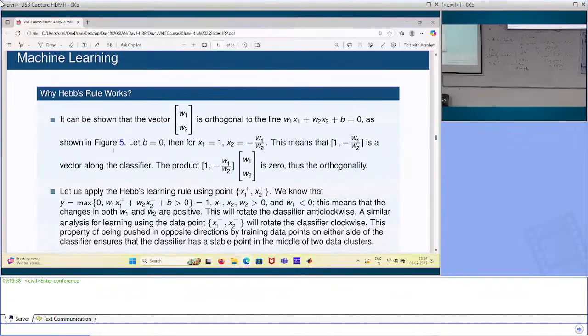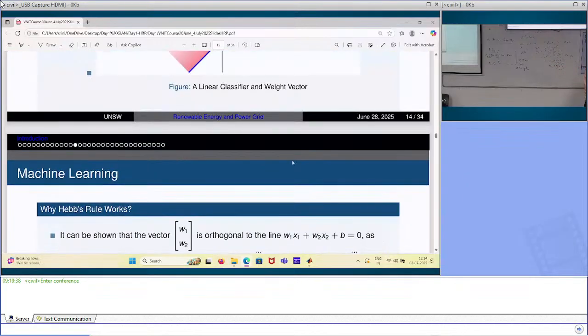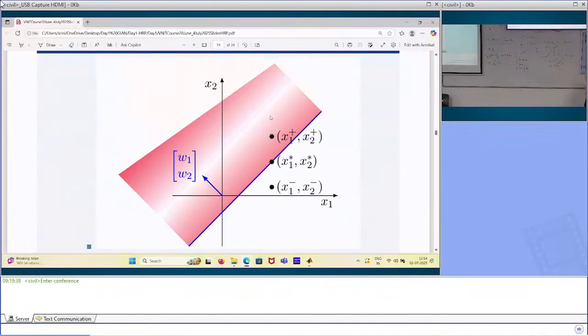So if you continue with that process, what you will see is that यहाँ गलती है, मैंने गलती करी है. The first one will rotate the classifier clockwise, and the x1 minus and x2 minus will rotate it anti-clockwise. So ये धक्का मारेगा. This point x1 plus x2 plus will push it clockwise, and x1 minus and x2 minus will push it anti-clockwise. So when you iterate through it, you will end up somewhere in middle. Depends on how many points are there.